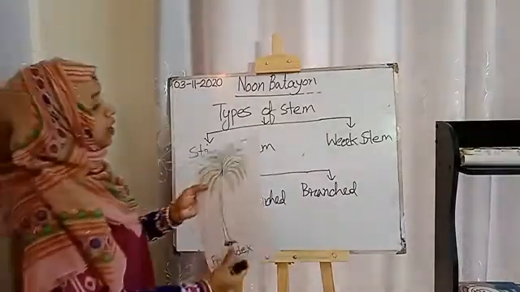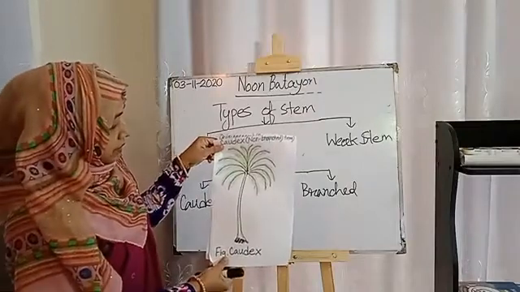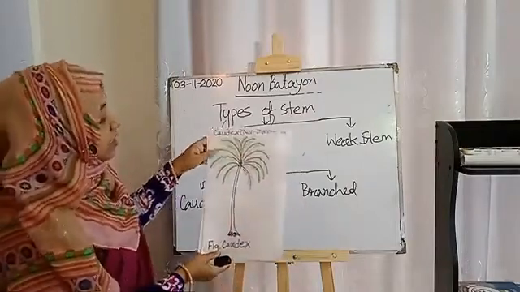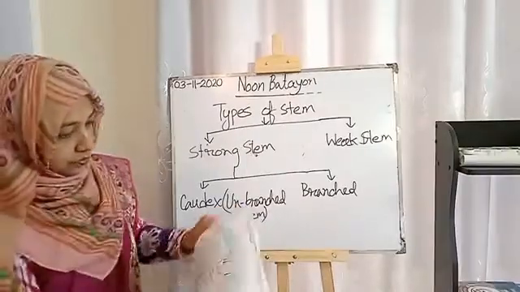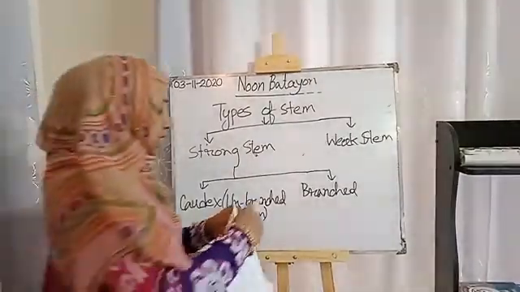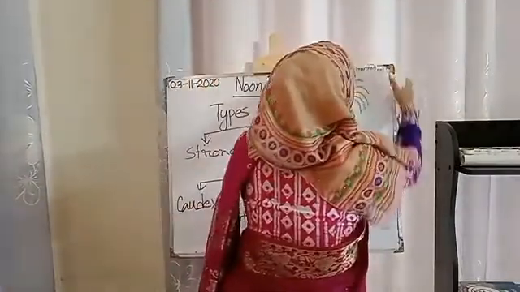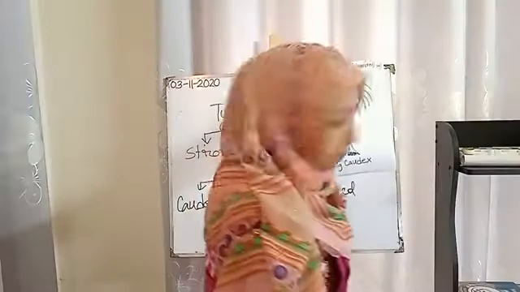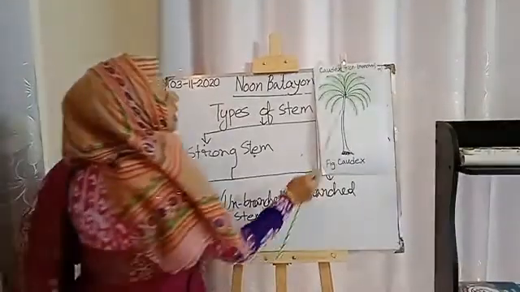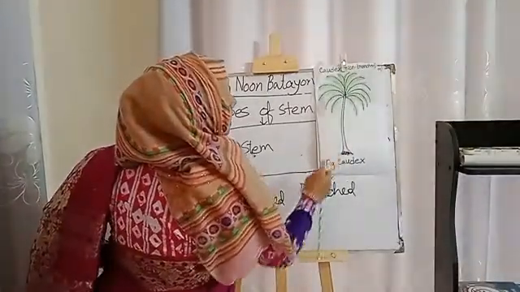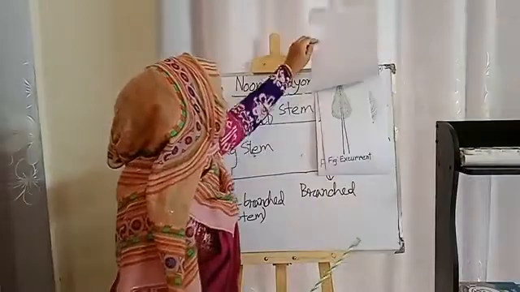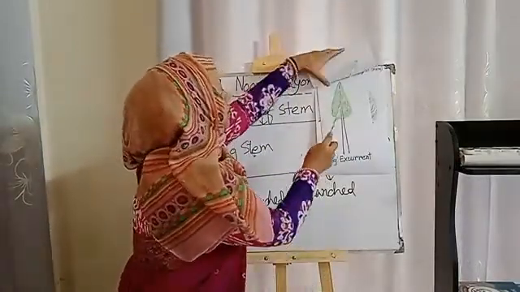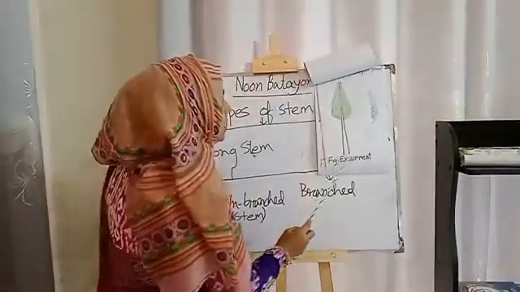Look, there is a figure of a caudex stem, which is an unbranched stem. There is no branch on the stem. At the top of the stem a crown of leaves arises. This is caudex, and next is excurrent. The excurrent stems are branched stems.